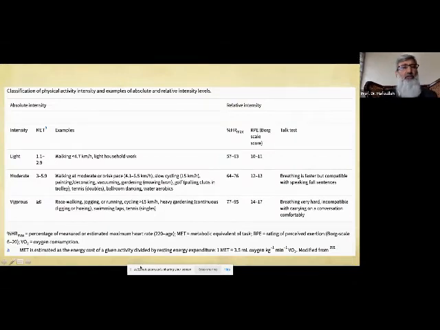Just to give you a rough idea, light exercise is like walking about 4.7 kilometers per hour, and that will burn about 1.1 to about 2.9 MET. Moderate exercise is when breathing is faster but compatible with speaking in full sentences. So this is when you walk at a speed between 4 and 6 kilometers. So this is the least one can do.